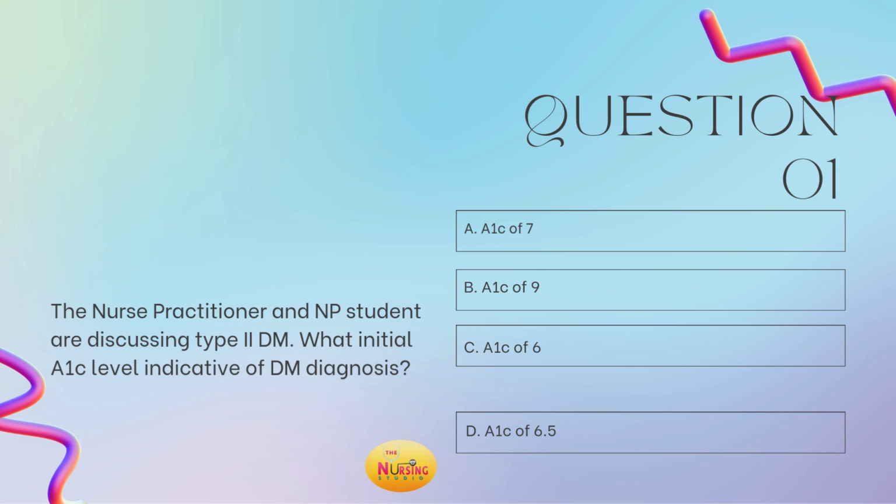All right, so I always recommend you reread the question first, as it allows you to slow down to ensure you're answering what is being asked of you. So here the question states, what initial A1C level is indicative of a diabetes diagnosis? And an A1C of 6.5 or greater is considered one of the positives for a diabetes diagnosis, okay?